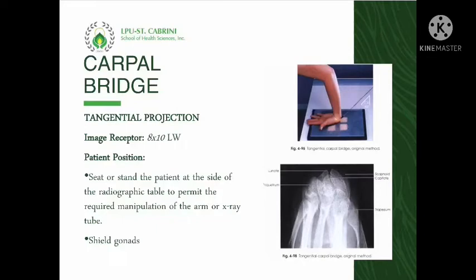Again, when we see a tangential projection, the path of the X-ray beam passes through a curved surface. There are two different patient positions for this projection, depending on the required manipulation of the arm or the X-ray tube. They can be in standing or seated position at the end of the radiographic table.